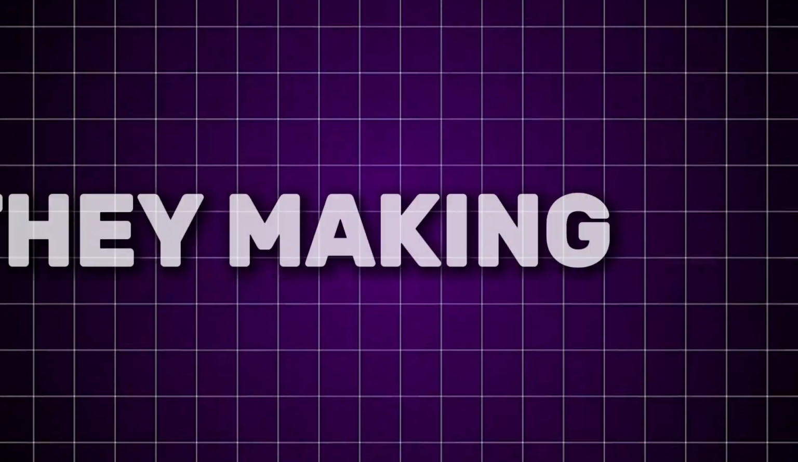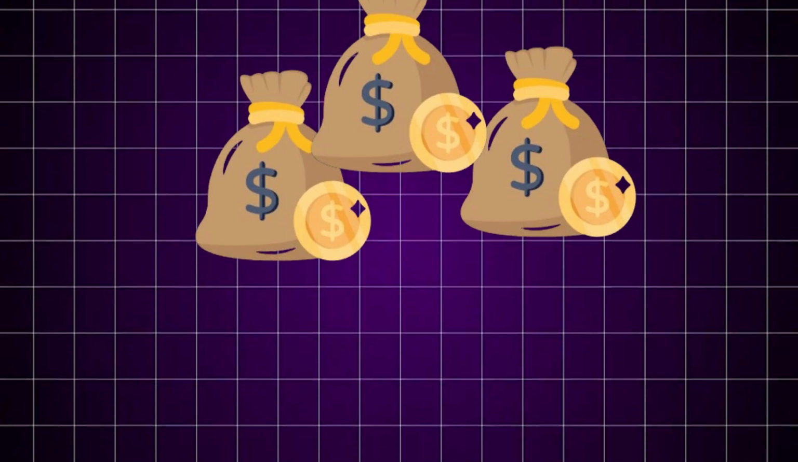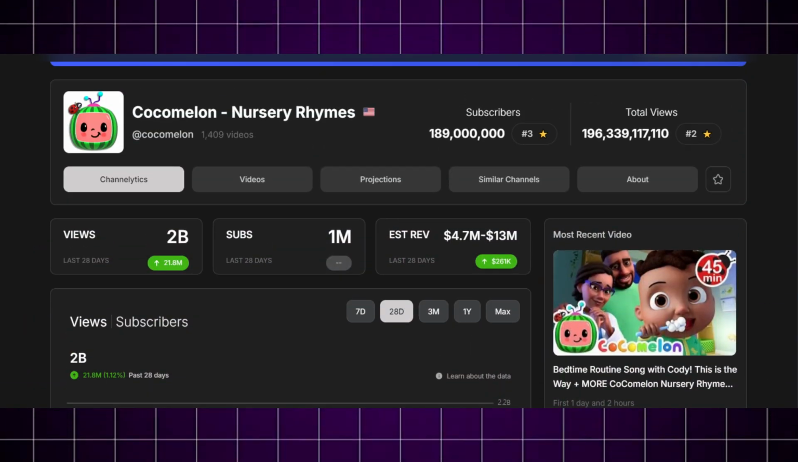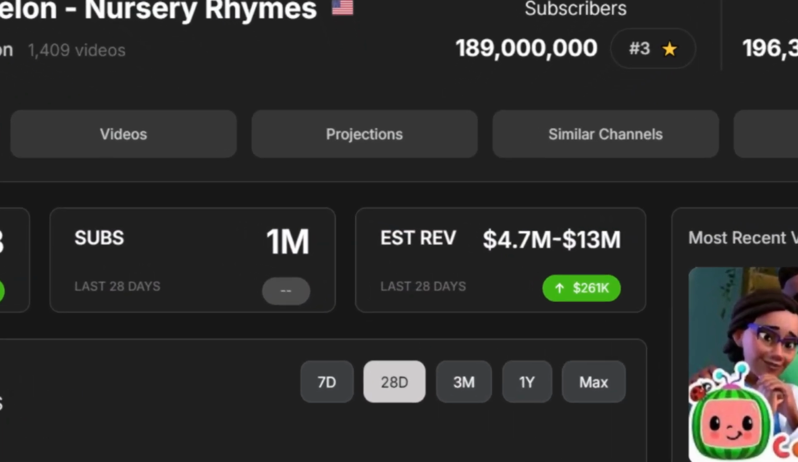Cocomelon! No wonder they rake in billions of views every single month, and this allows you to create an online business that prints money for you. I mean, look at this channel. This channel is making up to $7 million per month only on ad revenue.